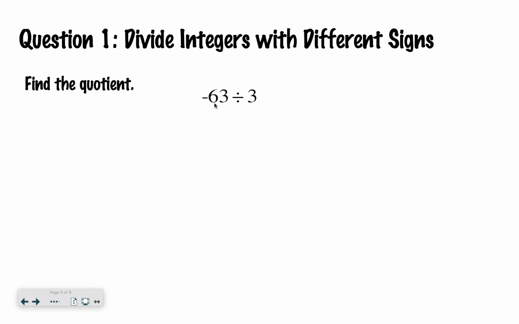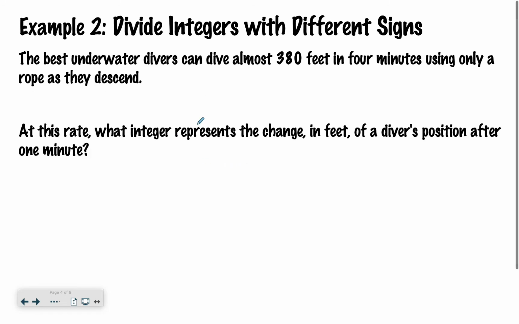Hopefully you realized a negative divided by a positive is negative. And 63 divided by 3, let's see, 3 goes into 6 2 times, and 3 goes into 3 1 time. So there'd be negative 21 as an answer. All right, let's look at example 2.